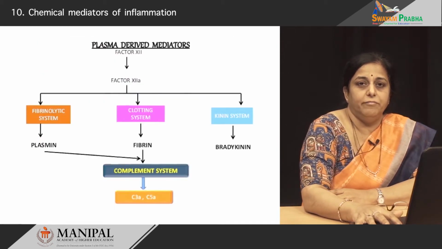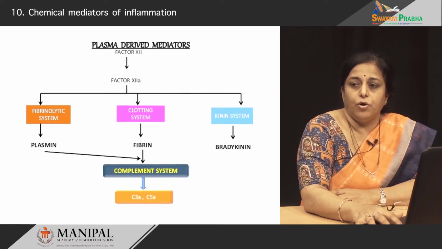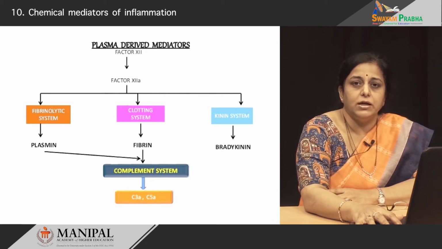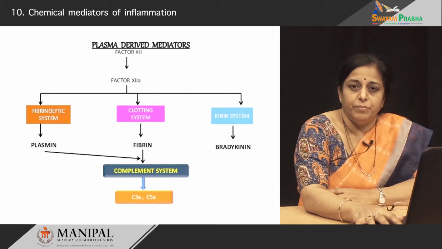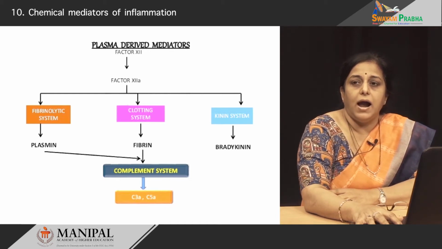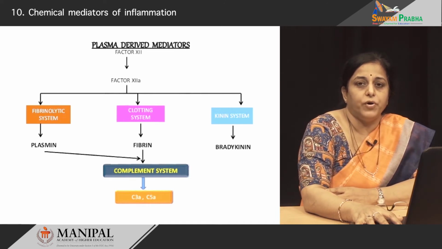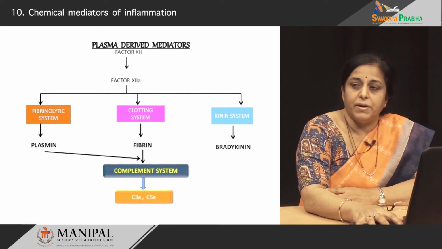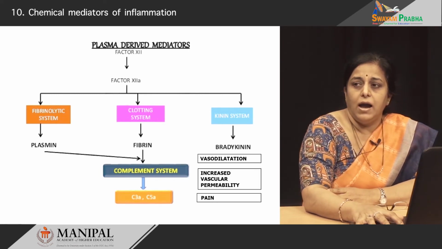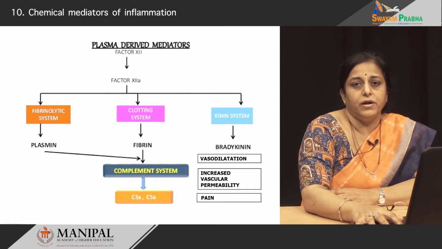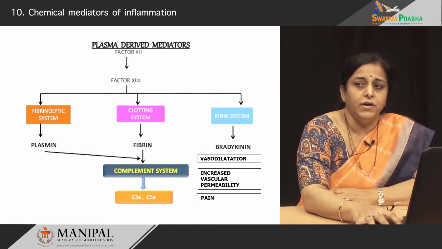Next, coming to the plasma-derived mediators. We already learnt about the complements. Now, the other factors that are involved in inflammation are the plasma-derived factors, which include the fibrinolytic system, the clotting system, and the kinin system. The fibrinolytic and the clotting systems converge at the complement system, thereby producing various complement factors, which we just learnt play an important role in inflammation. The kinin system generates bradykinin, which causes vasodilatation, increased vascular permeability, and is also important for the generation of pain that you get at the site of inflammation.